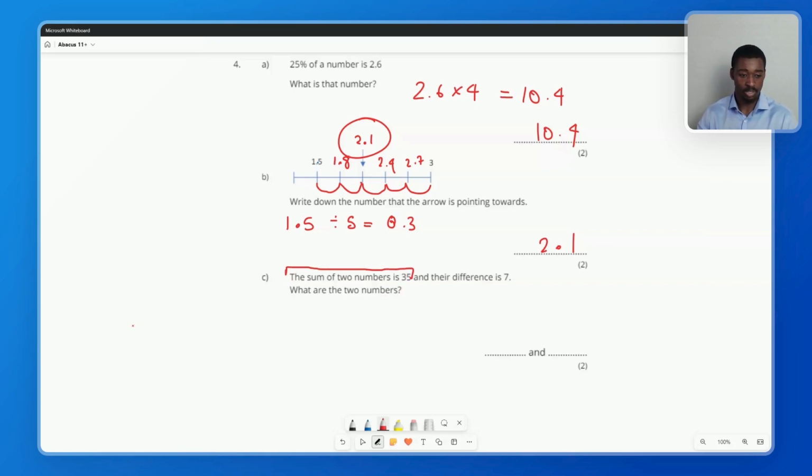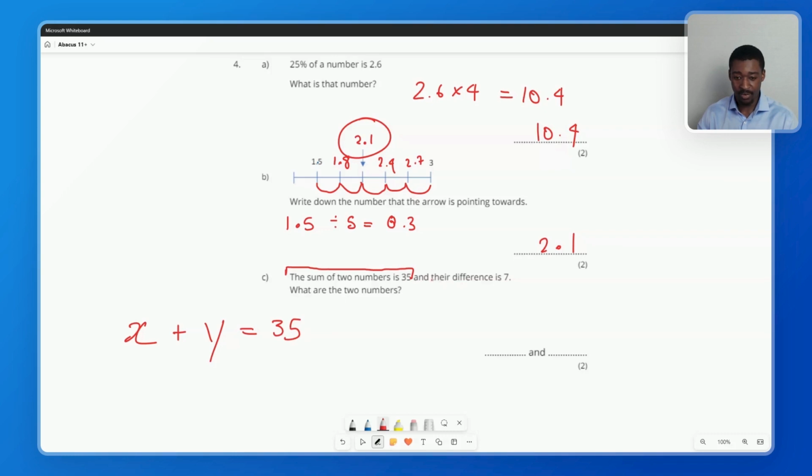So let's say we have two numbers. Let's call them X and Y. Now, don't be afraid of the letters. We could use anything. We could say apples and bananas. We could say A and B. X and Y just represent normal numbers. It could be 10, it could be 5, it could be 2, it could be whatever. Just that for this question, we're going to call them X and Y. It helps us. So X plus Y, these two numbers we're talking about, equal 35.